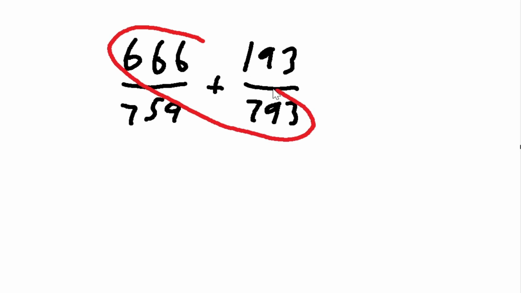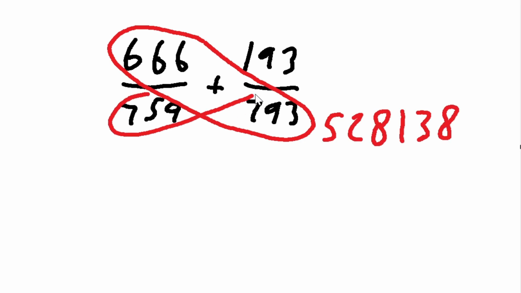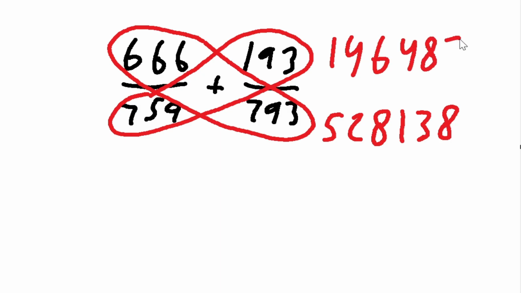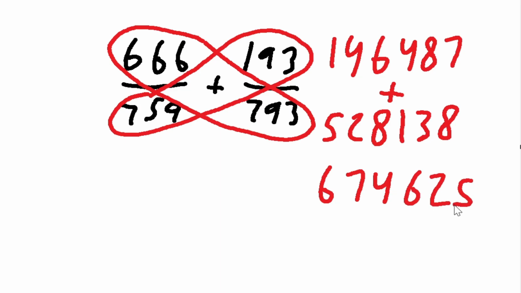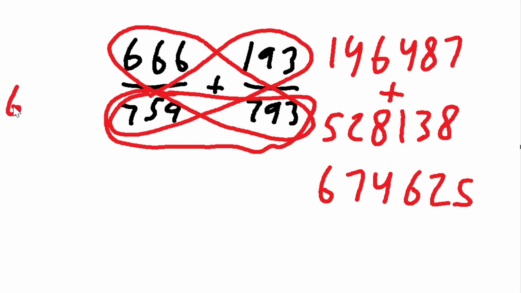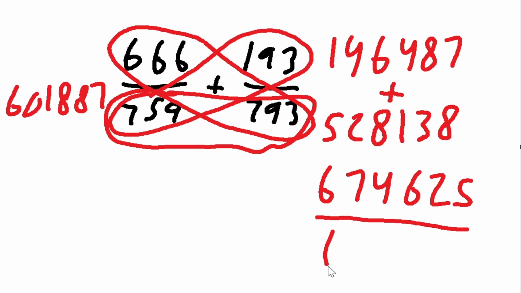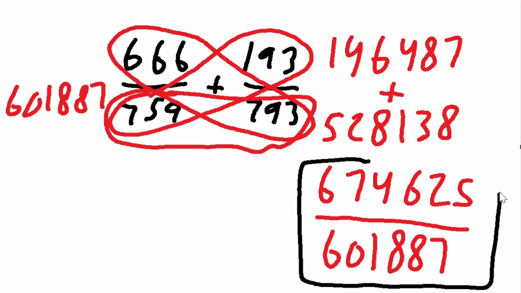666 times 793 is 528,138, and 759 times 193 is 146,487. Add those together to get 674,625. Then, to find the bottom, we do 759 times 793 to get 601,887. The answer is a little less pretty than the previous ones, but the oval method still works the same. It works for adding or subtracting fractions of any size.